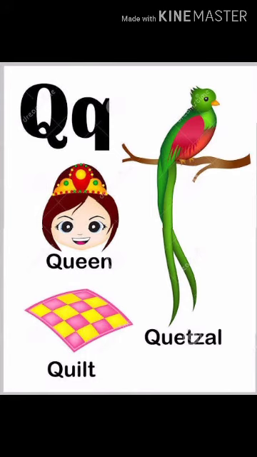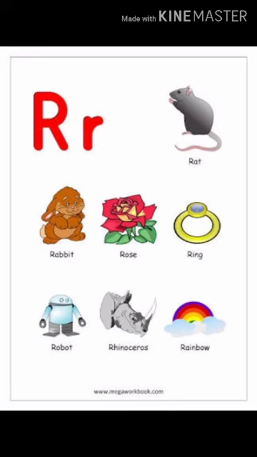The next letter is R. R, rat. R, rabbit. R, rose. R, ring. R, robot. R, rhinoceros. R, rainbow. These all are pictures related to the letter R.